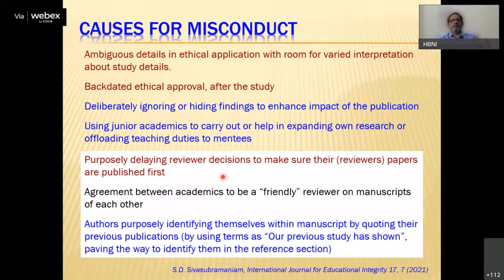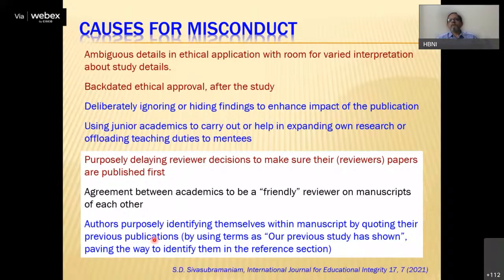Then the last one, which is authors purposely identifying themselves within the manuscript by quoting their previous publication. See, what is this? This is a case of a double-blind review process. So this usually doesn't happen in the fields of, say, physics, chemistry, or mathematics, for example, but it happens pretty often in the medical field, where the names of the authors are not supposed to be disclosed to the referees, and the names of the referees also will not be disclosed to the authors. So it's a double-blind review process.